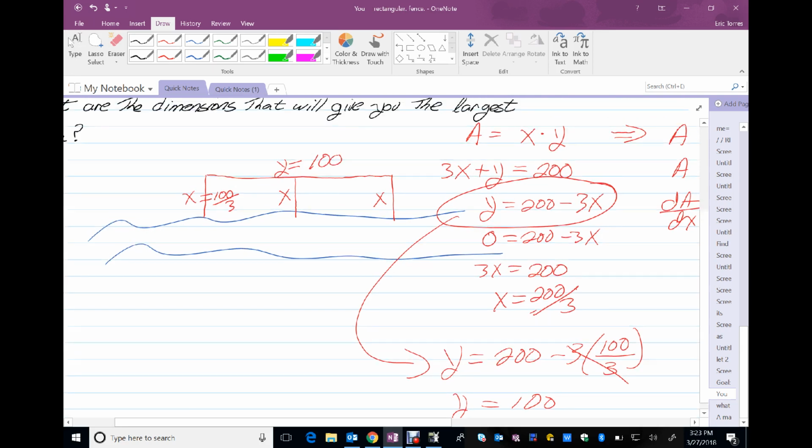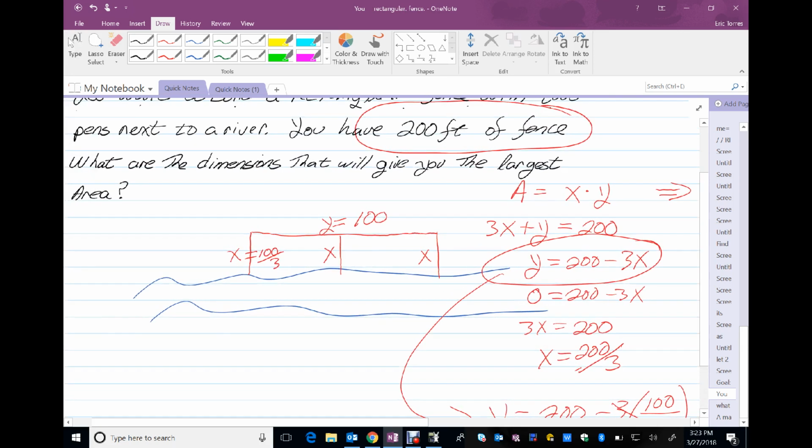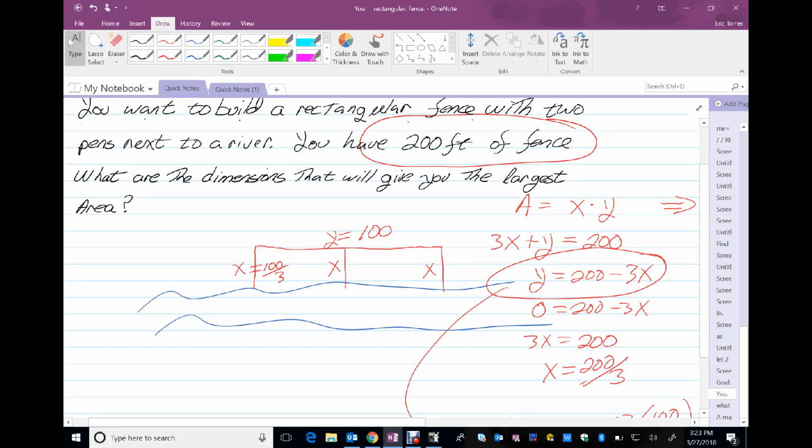The largest area that I can make along a river, building a rectangular fence with 2 pens, will have dimensions of 100 feet and 100 over 3 feet, which is 33 1/3 feet. Hopefully this made sense to you.